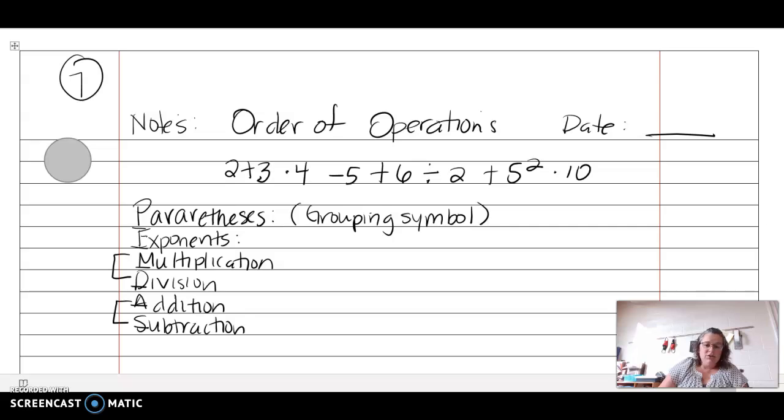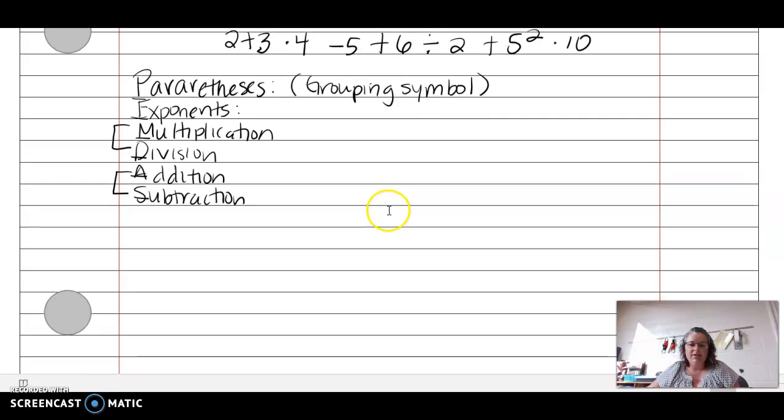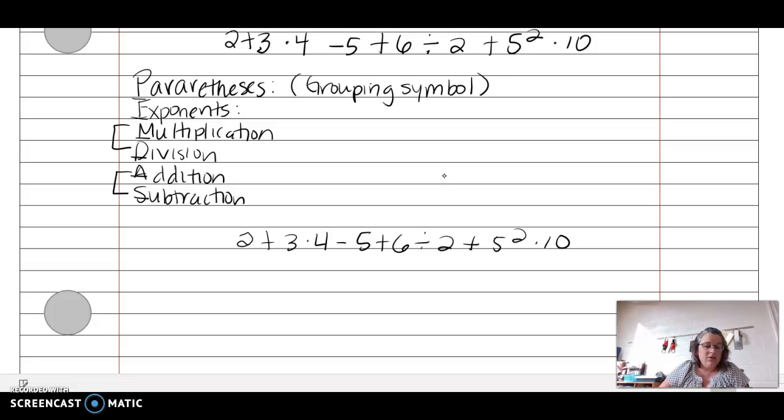PEMDAS. So to do this problem, we have to look and see, are there any grouping symbols, any parentheses that we need to do first? It does not look like it, but there are some exponents. So if I were to just rewrite this problem, 2 plus 3 times 4 minus 5 plus 6 divided by 2 plus 5 squared times 10. It looks like you need to do that 5 squared first. So let me rewrite this. We have 2 plus 3 times 4 minus 5 plus 6 divided by 2 plus whatever 5 squared is. Well, 5 squared, 5 times 5 is 25 times 10.